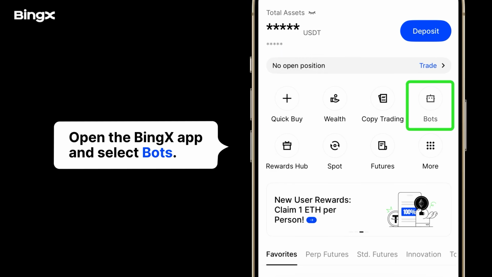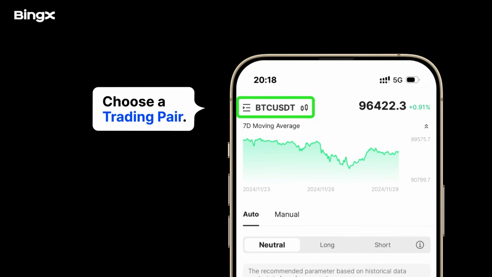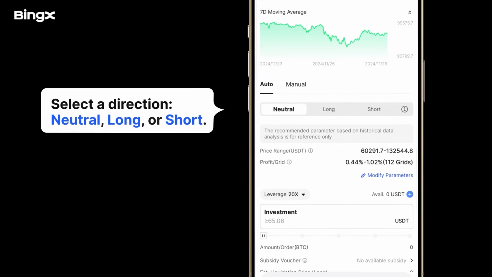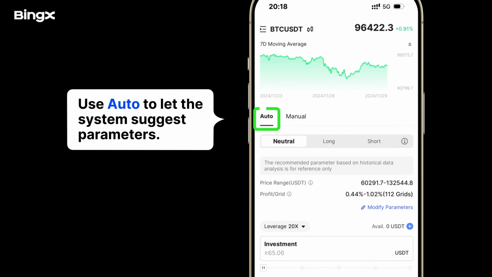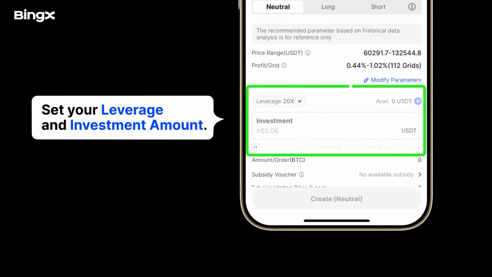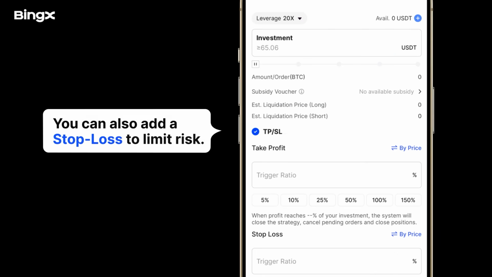Open the BingX app and select Bots. Then Futures Grid. Choose a trading pair. Select a direction, neutral, long, or short. Use Auto to let the system suggest parameters. Or choose Manual to customize settings. Set your leverage and investment amount. Tap Create. You can also add a stop loss to limit risk.